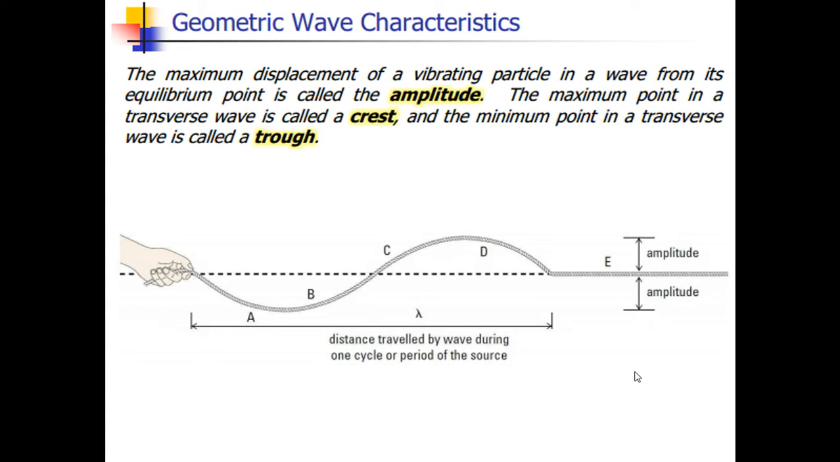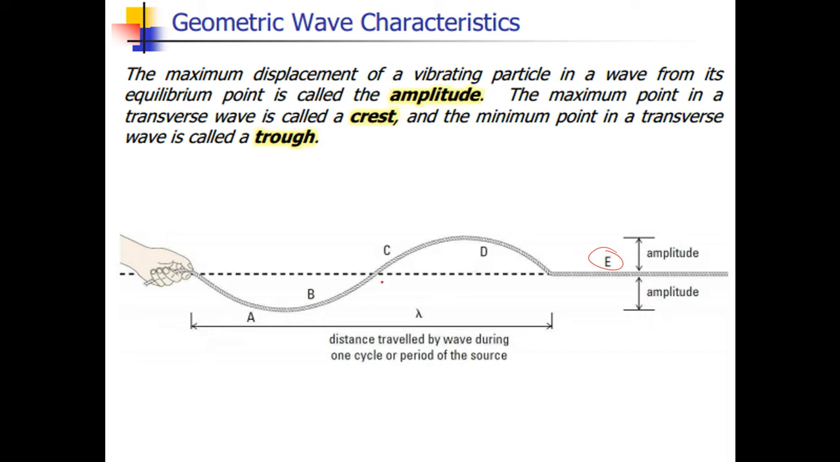Okay, so here we have a wave, and this wave consists of a rope. You have some parts that are labeled here. The amplitude, and we talked about this yesterday, is defined as the maximum displacement of a vibrating particle in a wave from its equilibrium point. The equilibrium point in this case would be labeled as E, and it's shown by this dotted line here.